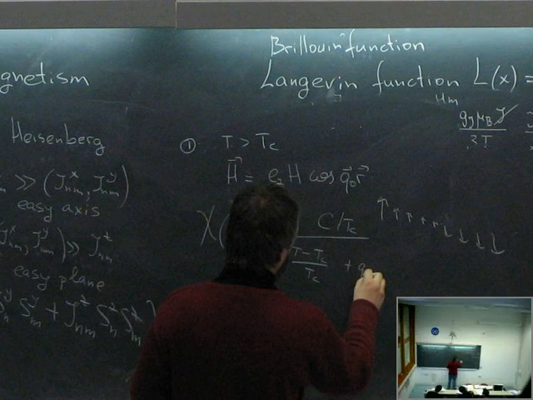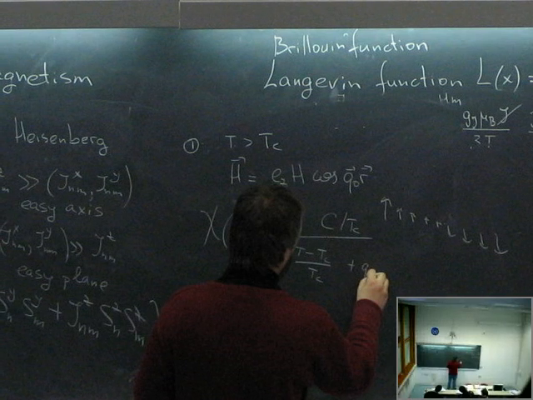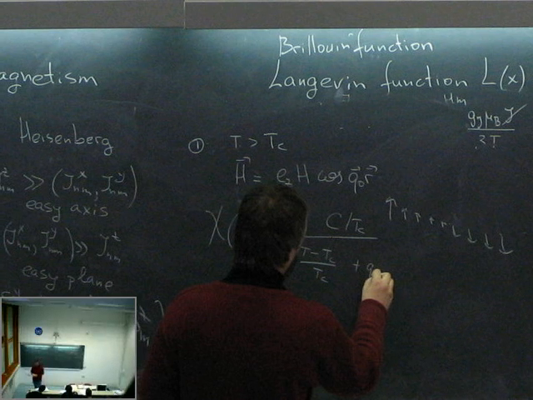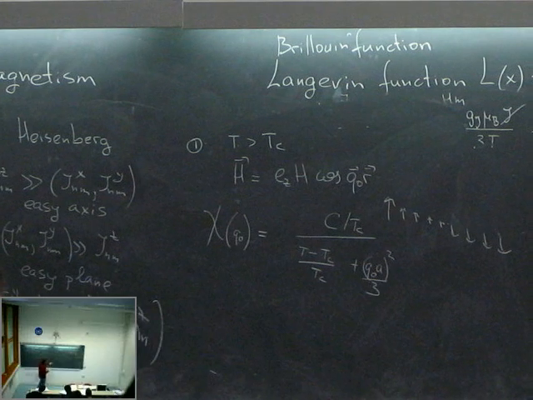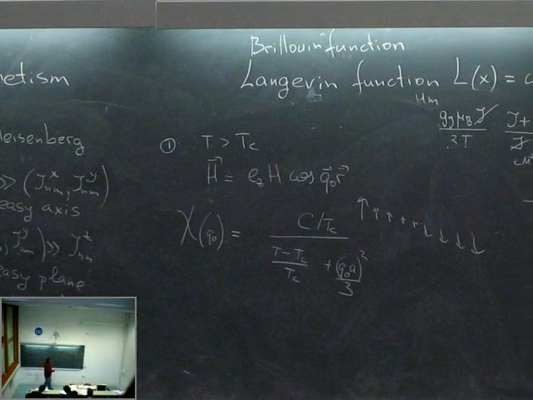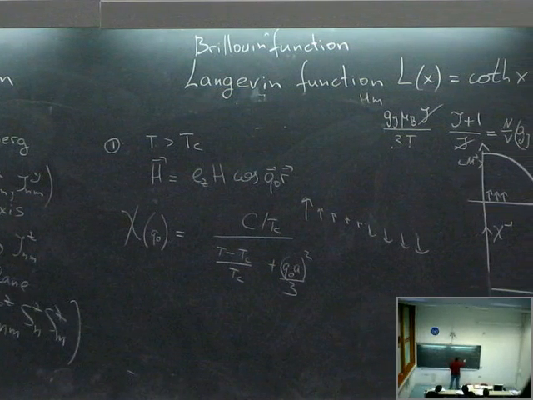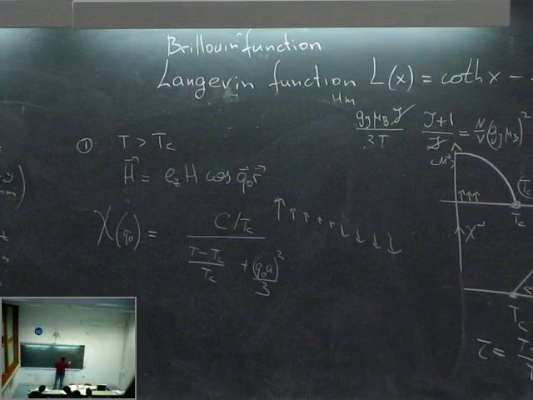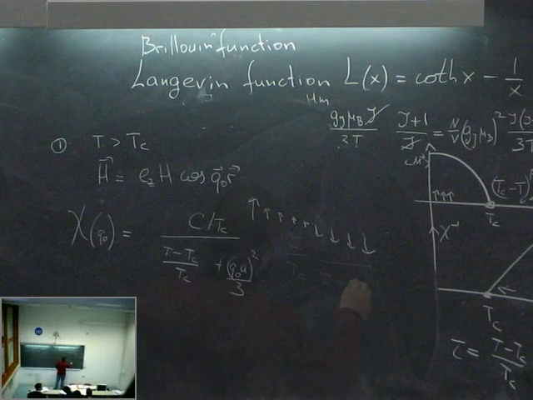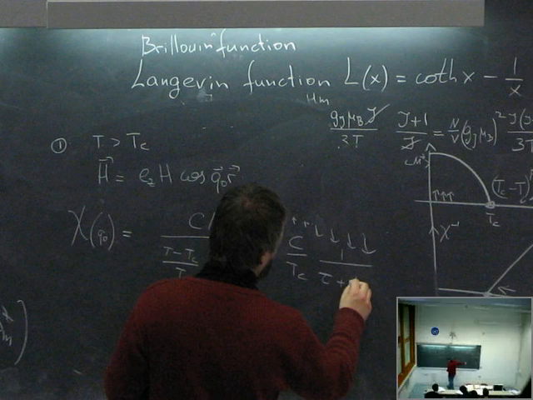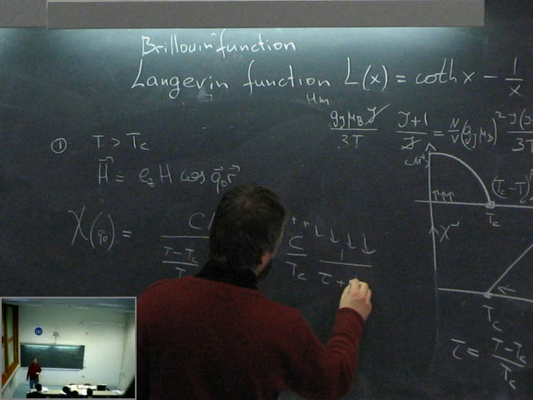A square over C, where A is a lattice constant. So you see that if we denote this as tau, then this is C over Tc, and here 1 over tau plus 1/3. And this expression is known as the Ornstein-Zernike formula, and actually plays a very important role in the theory of criticality.